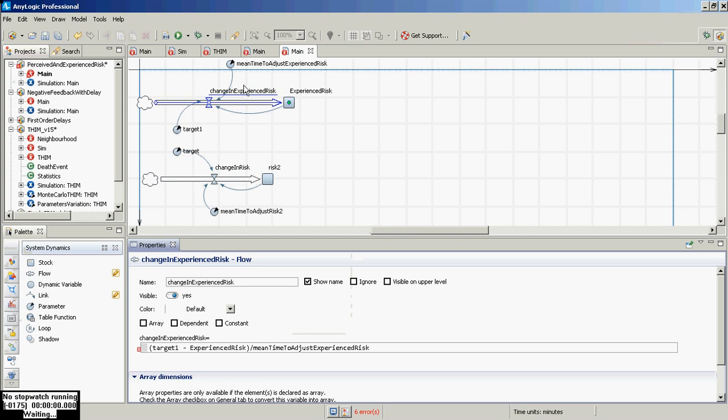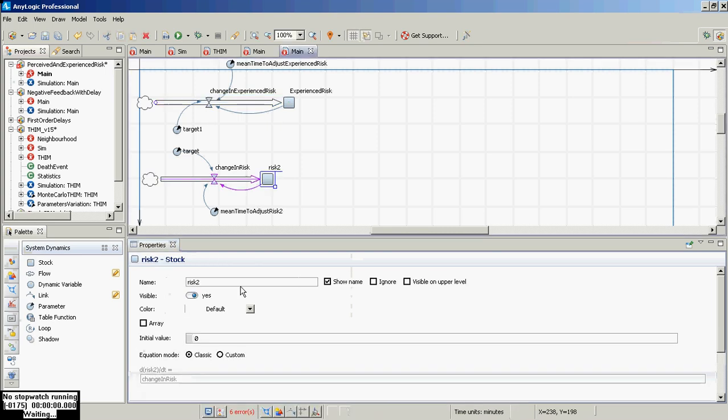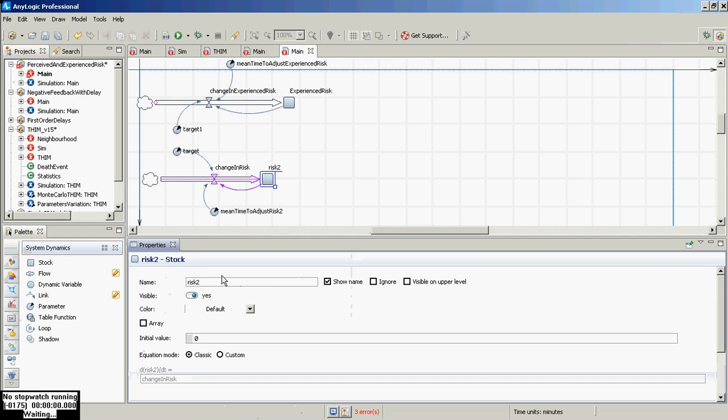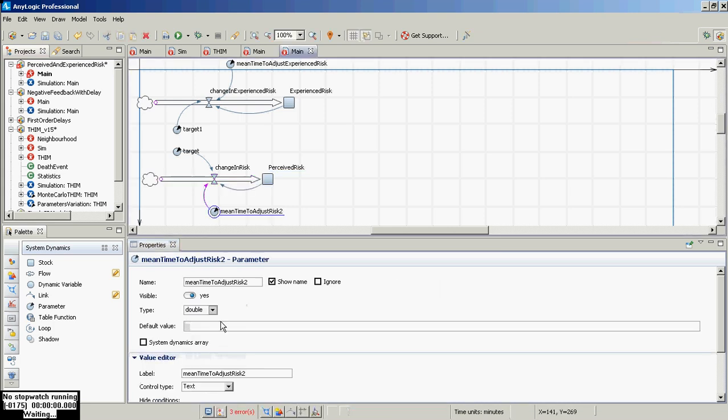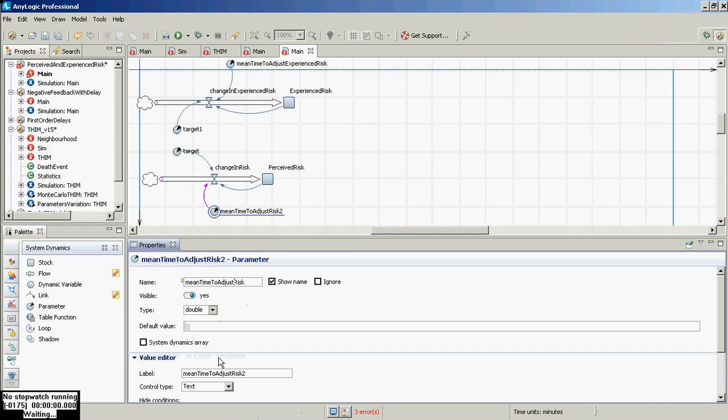So, the bottom one is just going to be the same basic thing, but in terms of perceived risk instead of experienced risk. So, I'm going to call this Perceived Risk. And I like to name the stocks with a capital, the flows with lowercase, but that's just my preference. And I'm going to leave its initial value as 0. It's going to be a variance between the perception and the actual. Ladies and gentlemen, the mean time to adjust risk 2, I'm going to call mean time to adjust perceived risk.